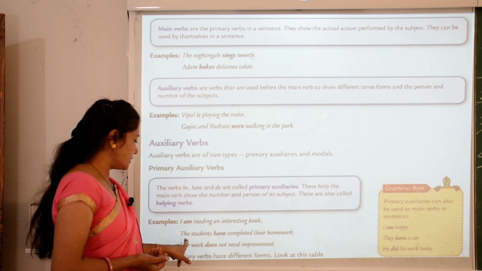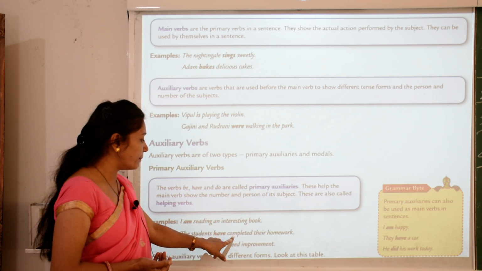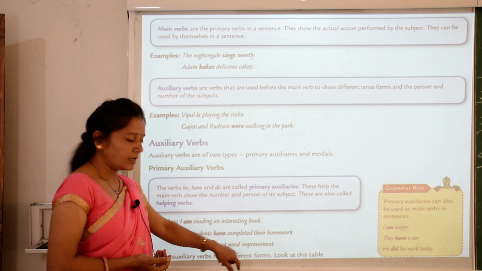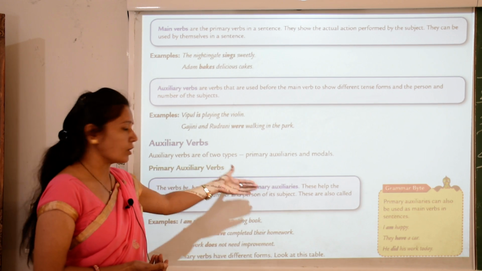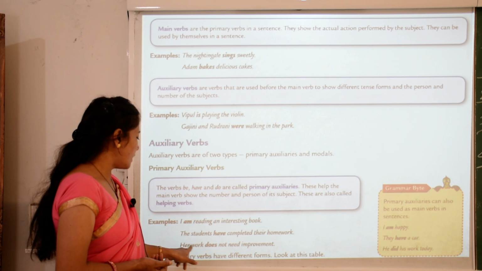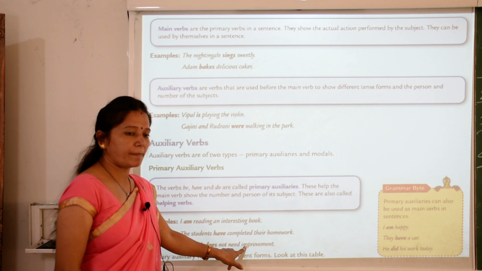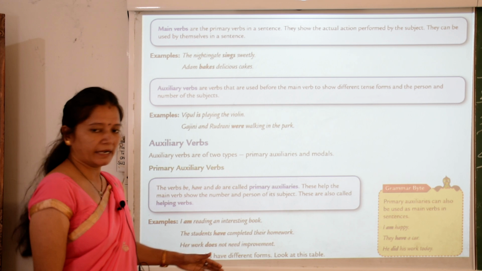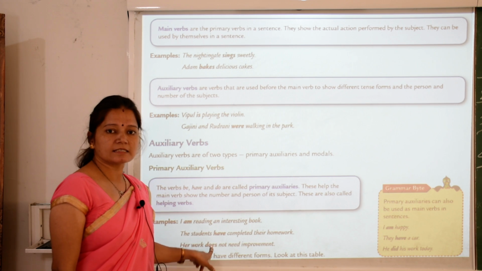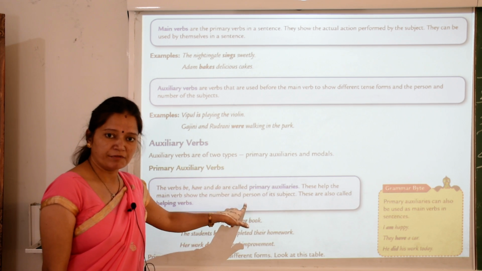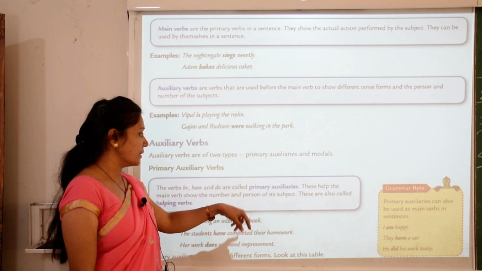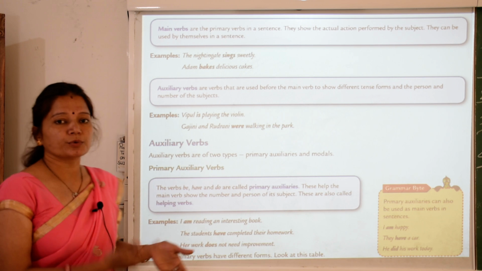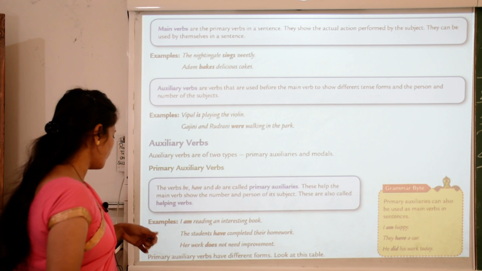Let's read the next sentence. The students have completed their homework. So have, again we are having a primary auxiliary verb. Her work does not need improvement. So here does is our primary auxiliary verb. So primary auxiliary verbs show the number and person of the subject, and they show the tense also.